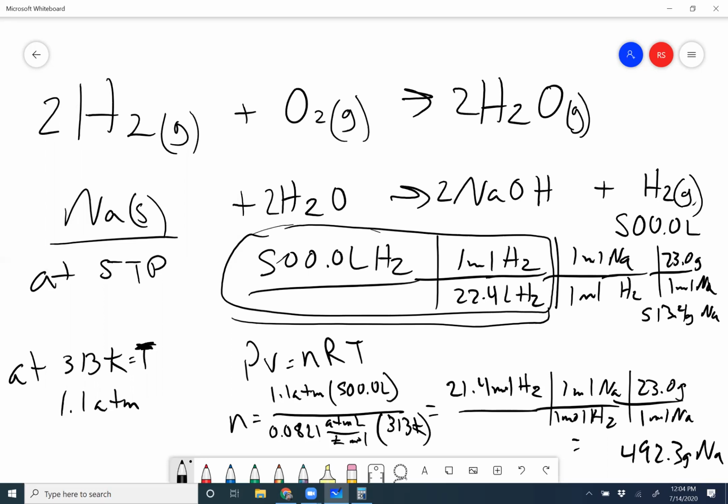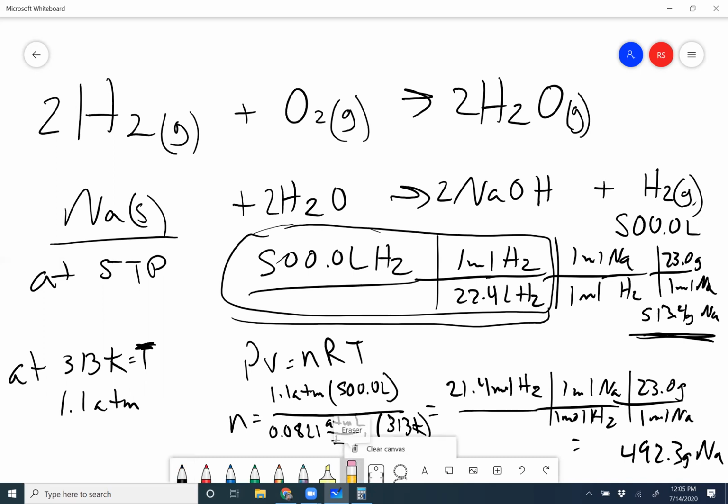So if we didn't measure the temperature and the pressure of our system, and we tried to do this reaction, we would cause our container to explode if we used the STP values. We were using almost 20 grams more of sodium than we needed. And that hydrogen would have nowhere to go, and we might cause an explosion. So this is a good example of gas stoichiometry.